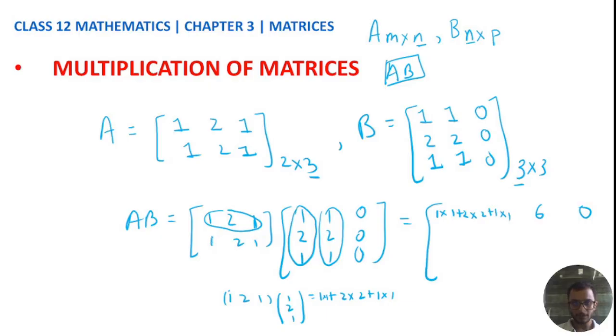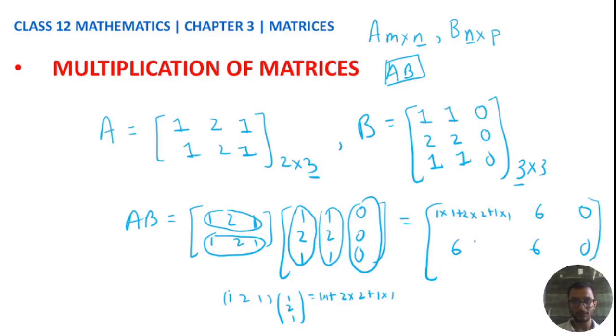Now you should pick the second row. You should multiply it with the first column. So it will be 1 into 1, 2 into 2 plus 1 into 1, that is 6. So again if you multiply the second row with the second column, you will get 6. Then the second row with the third column, you will get 0. So you tell me what order you got of AB. Okay, so this is the definition of AB. This is how you multiply two matrices.